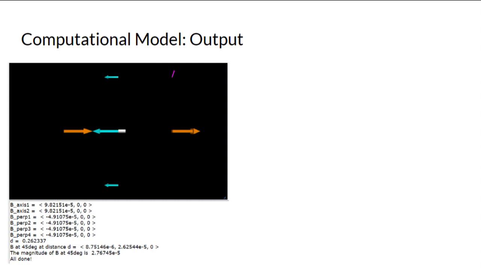The scale is 10 to the negative third because this is proportional to the magnitude of the magnetic fields produced on each of the aforementioned axes. The most interesting result is the value for the magnitude of the magnetic field 45 degrees off axis, which is outputted to be approximately 2.77 times 10 to the negative 5 teslas.